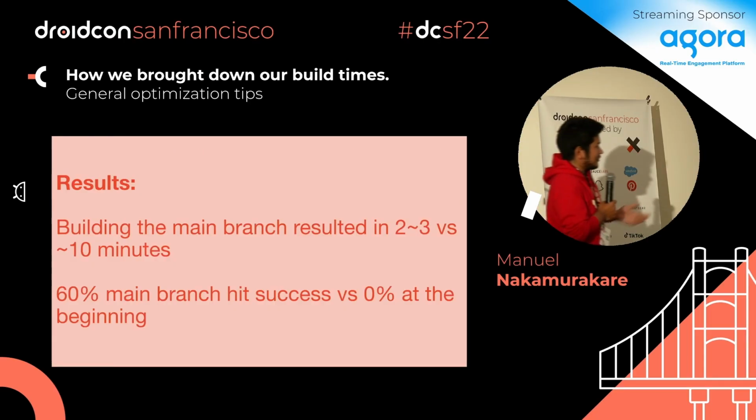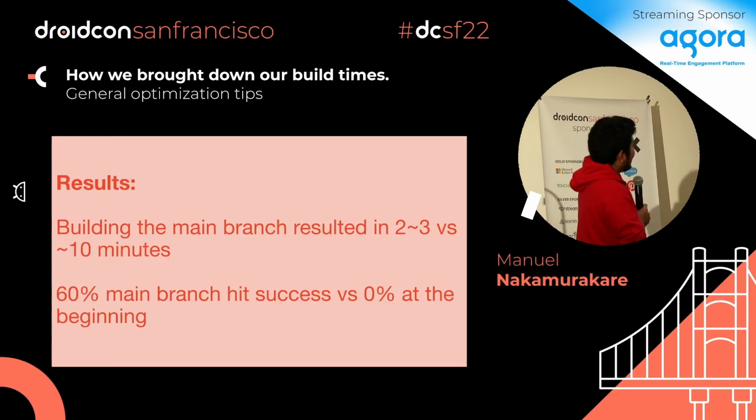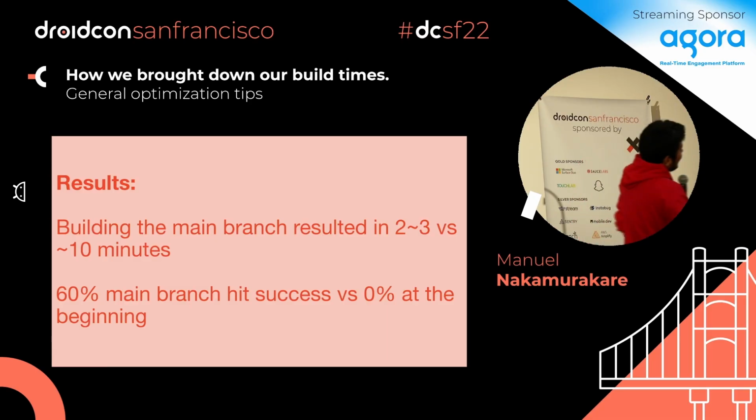And these were the results in terms of build times. So our build times before we did all of these optimizations were about 10 minutes. And yeah, there were many remote cache hits happening. But after these optimizations, we were able to get it down to 2 to 3 minutes.